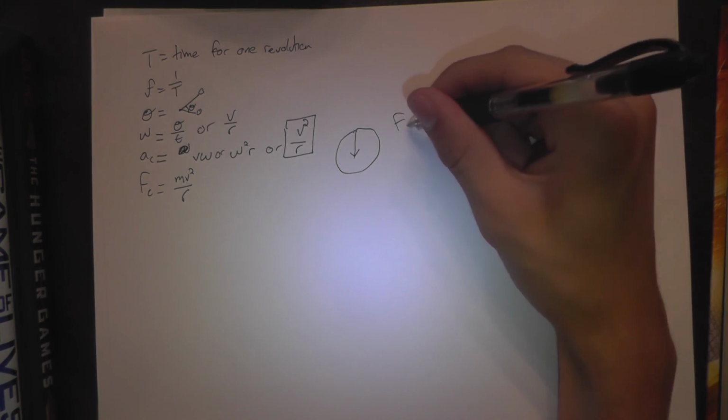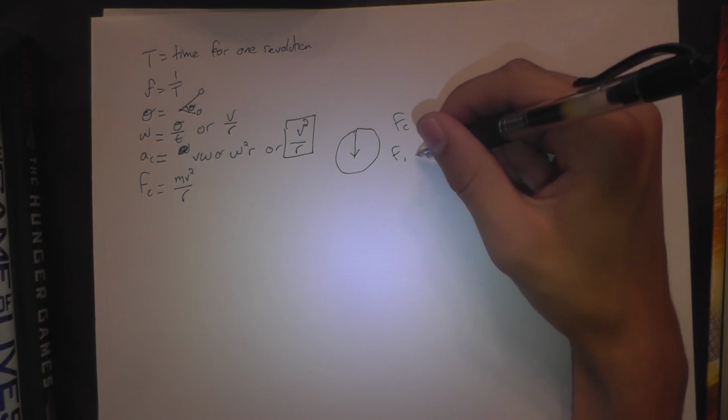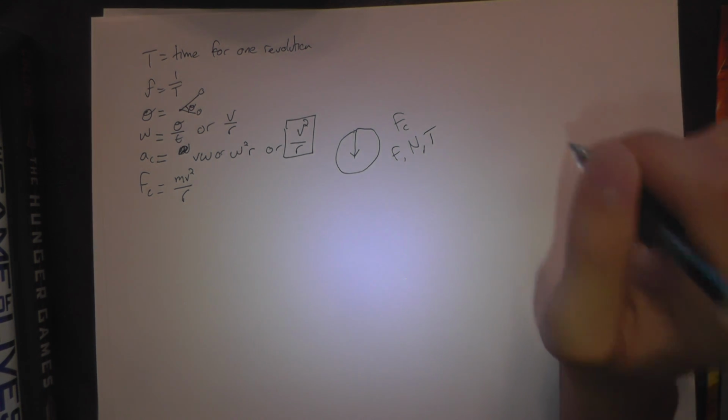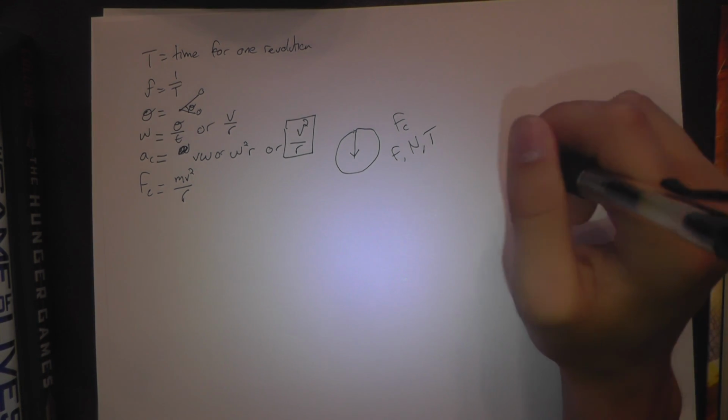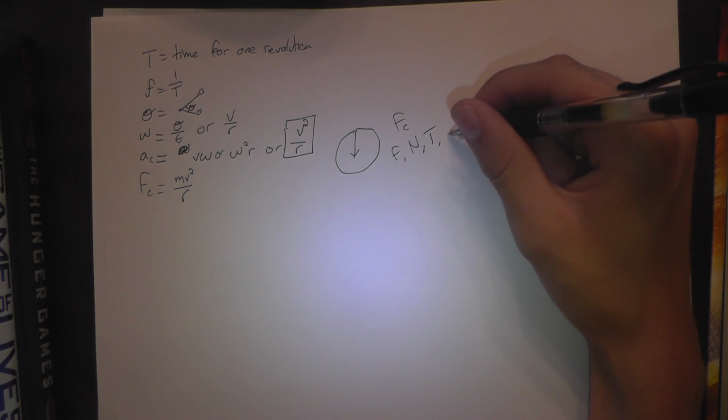And centripetal force can be made up of many forces. In some cases, it's friction. In some cases, it can be the normal force. In some cases, it can be tension. And in our next video, where we discuss gravitation between planetary bodies, we'll find out that it can also be weight.